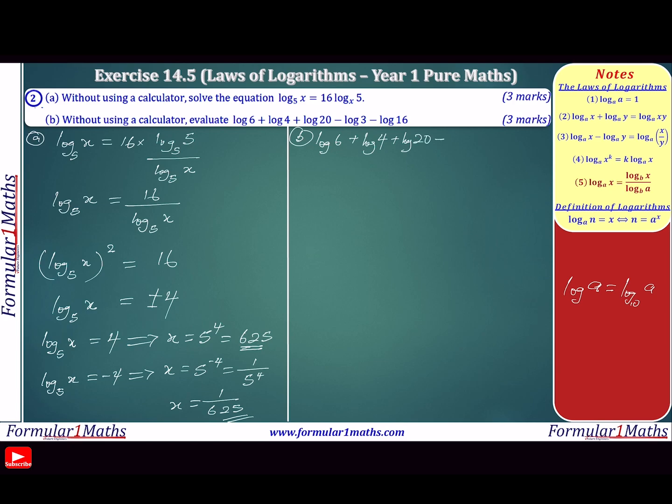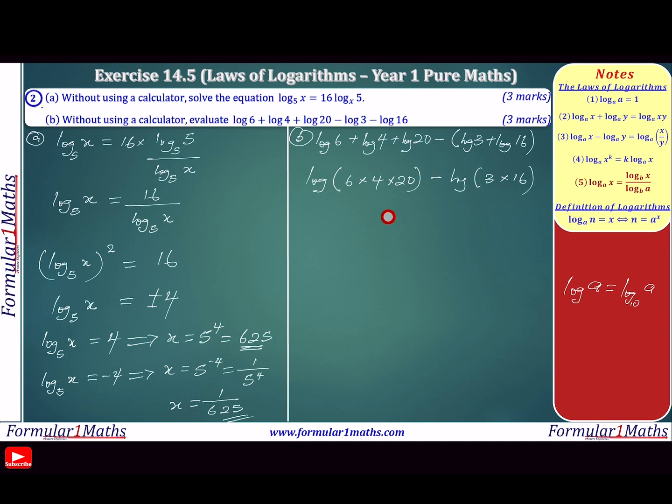Then I introduce brackets as follows. Log 3 plus log 16. I can now apply the multiplication rule, rule number 2, to this and to the expression in brackets. And now if I do that, I'm going to get log 6 times 4 times 20 minus log brackets 3 times 16.